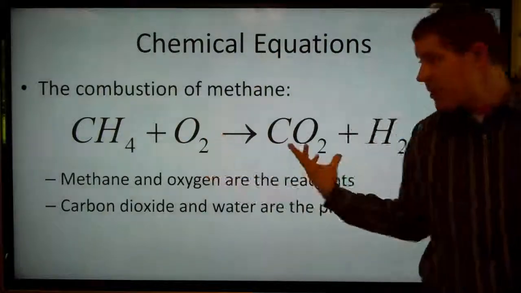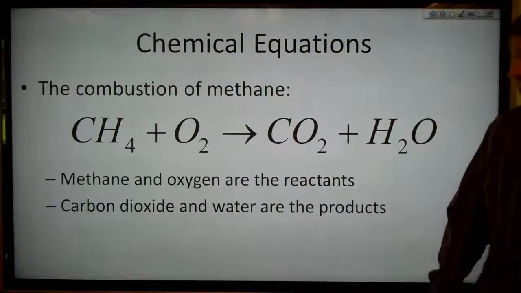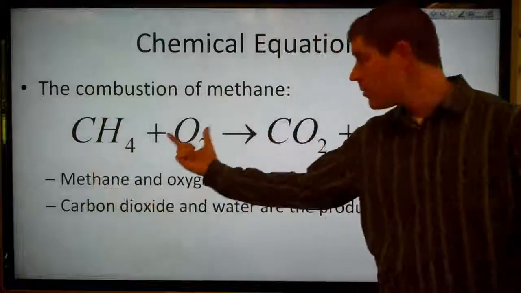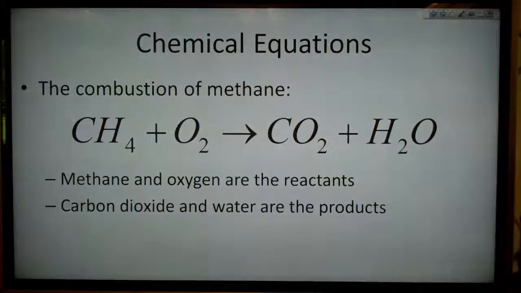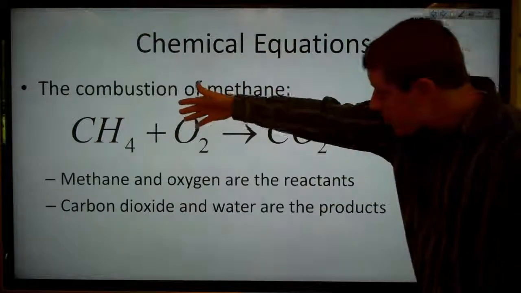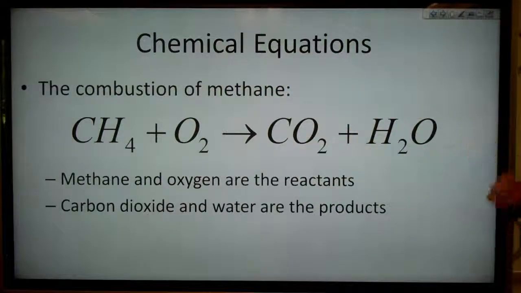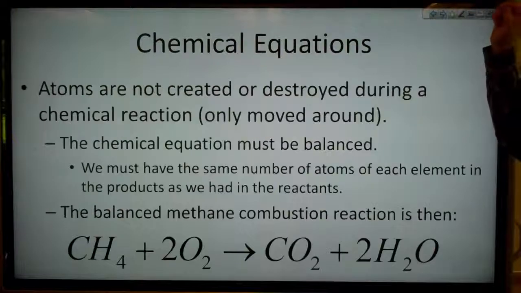For something like the combustion of methane, we have a chemical equation that looks something like this. We have methane plus oxygen gives us carbon dioxide plus water. So methane and oxygen are our reactants, carbon dioxide and water are our products.